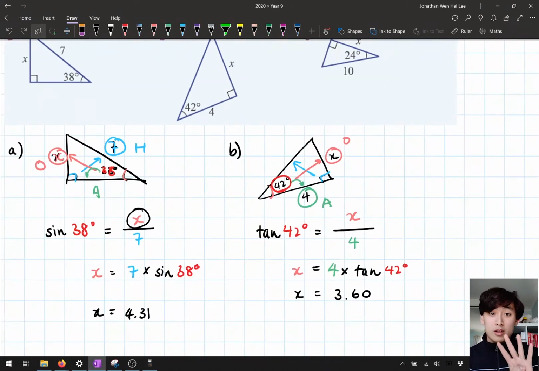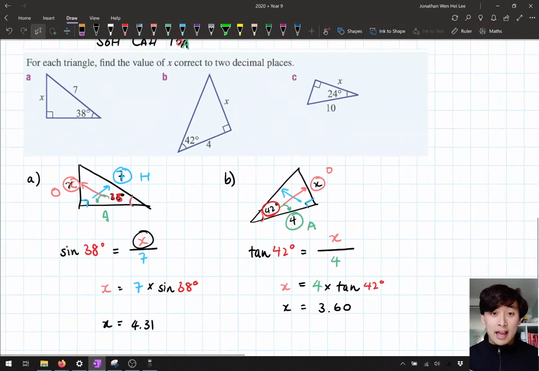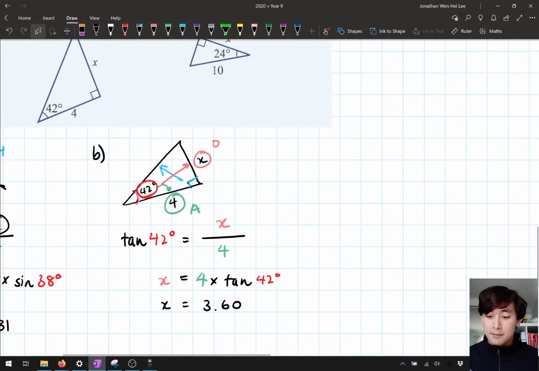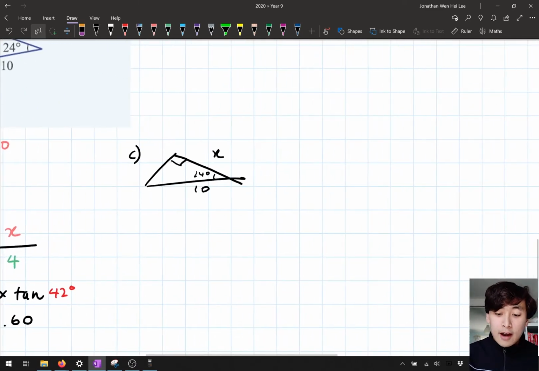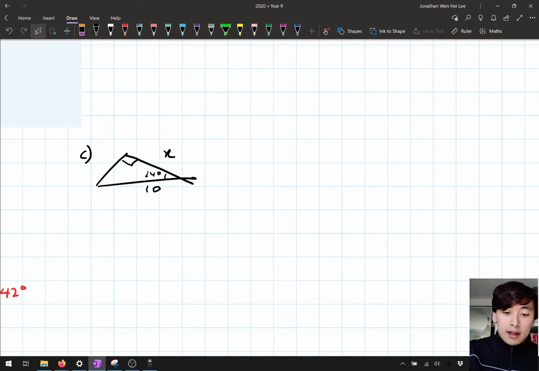Okay, so I did those 4 steps again. Hopefully you're starting to get the hang of it. Let's do this last question now. C. I've got this triangle over here. I've got X, 24 degrees, and 10. Let's have a go at this one. First step, label and identify. Let's label our sides. I start at my right angle, I go across, and this 10 is going to be my hypotenuse, H.